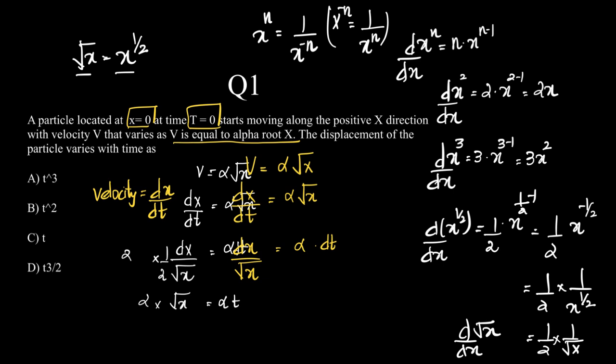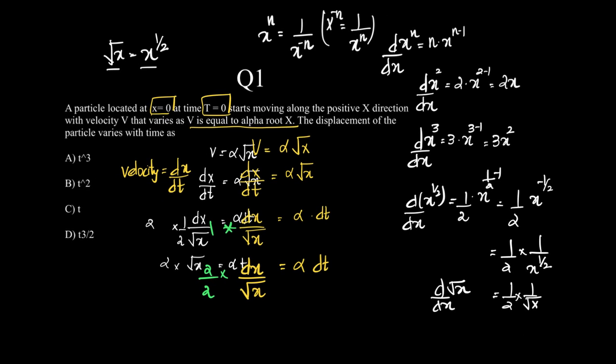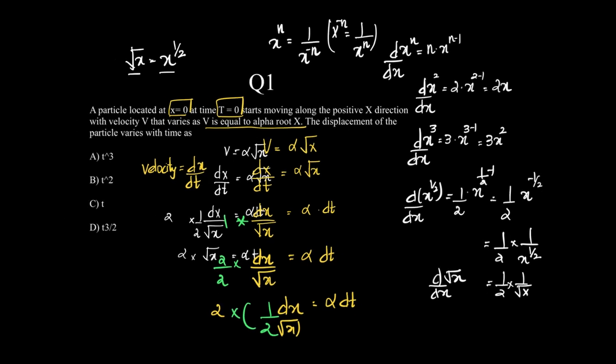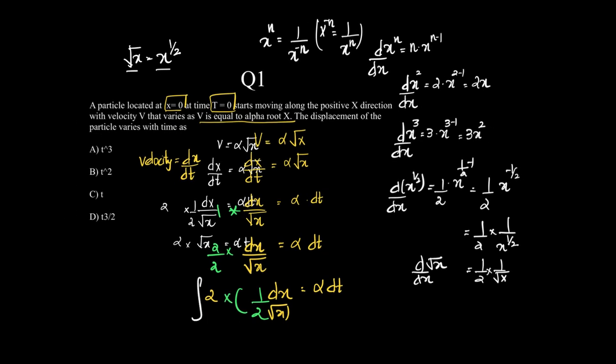So in order to solve this question, I'll multiply this whole equation by 1, and I'll write 1 as 2 by 2 into dx by root x is equal to alpha dt. So what do we get here? I'll write 2 separately, so 2 into 1 by 2 and then dx by root x is equal to alpha dt. Now what we can do is integrate on both sides.